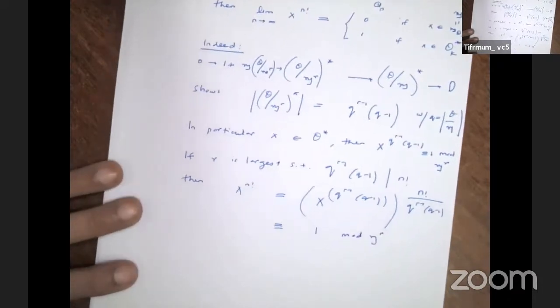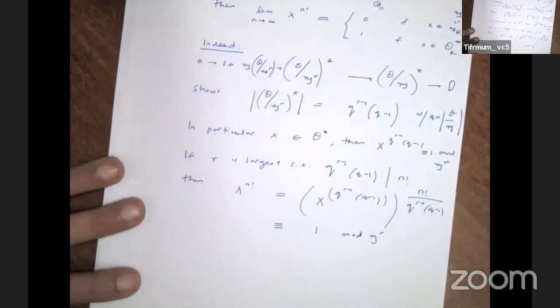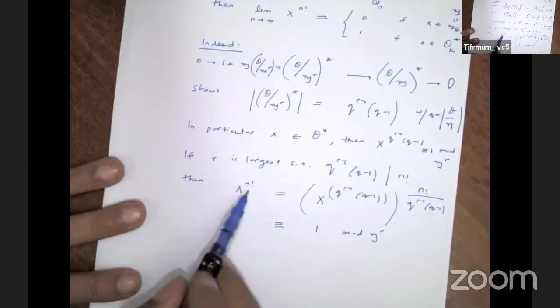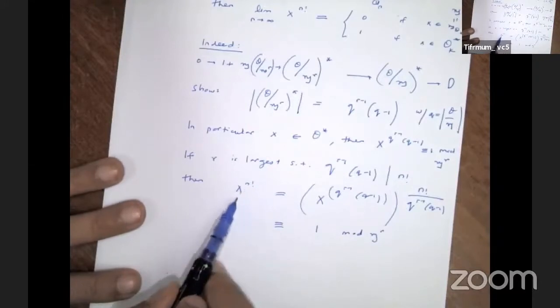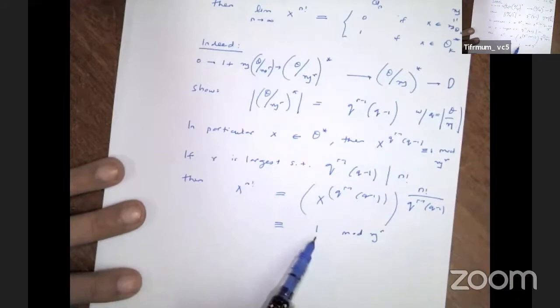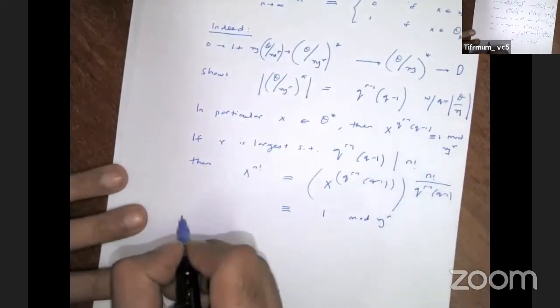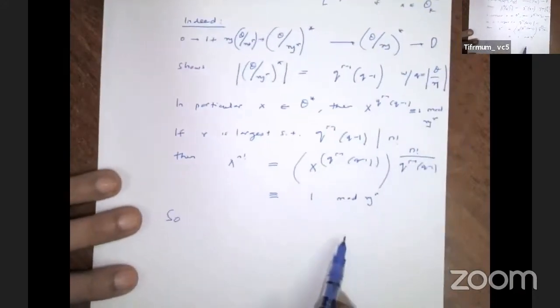So what is this saying? This is saying that as you let n vary, as n gets larger and larger, x to the n factorial is going to be congruent to 1 modulo a larger and larger power of m, namely the largest power such that q to the r minus 1 times q minus 1 divides n factorial. And of course, as n tends to infinity, r will tend to infinity because you'll have more and more powers of p in n factorial. Okay, so the limit exists. Did everyone understand this last thing? Do I have to write it?